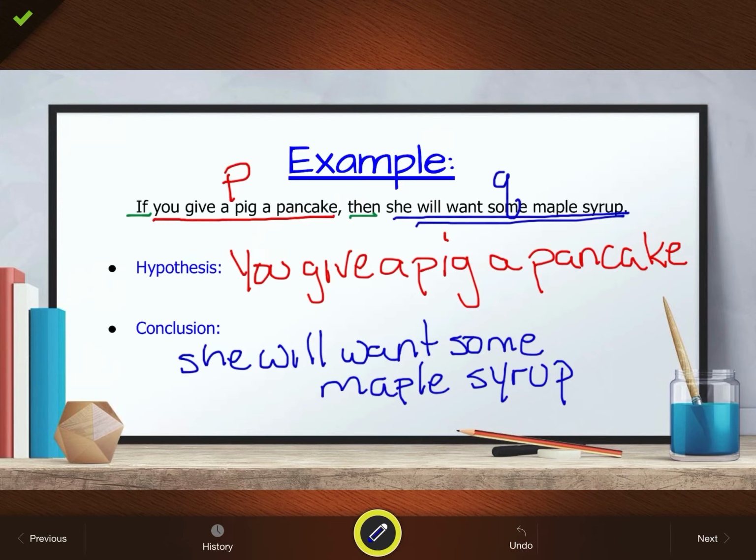And again, that is going to be because we're going to be doing some things with symbolic form. Math people are famous for trying to find a symbol for everything. They happen to pick P for the hypothesis and Q for the conclusion.